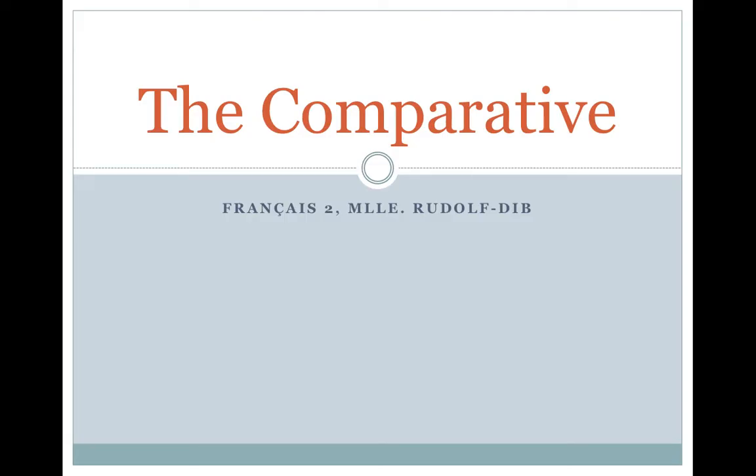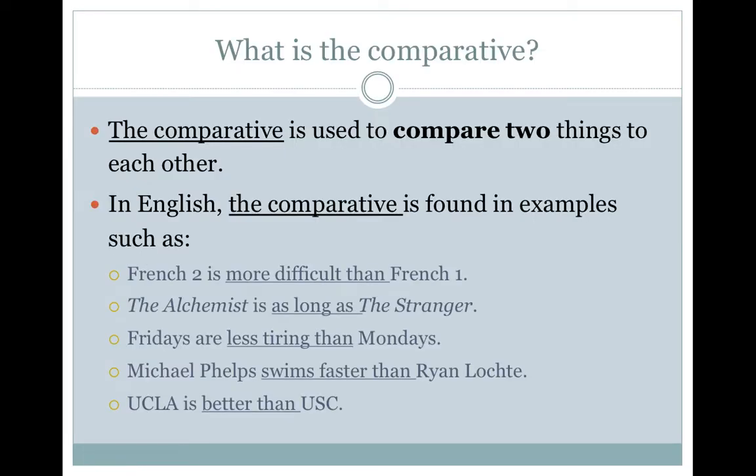Bonjour class, today we're learning the first of two ways to compare things in French, and that first way is called the comparative, or in French, le comparatif. So what is the comparative? The comparative is used to compare two things to each other. That's very important because that's what sets apart the comparative and what we're learning about later.